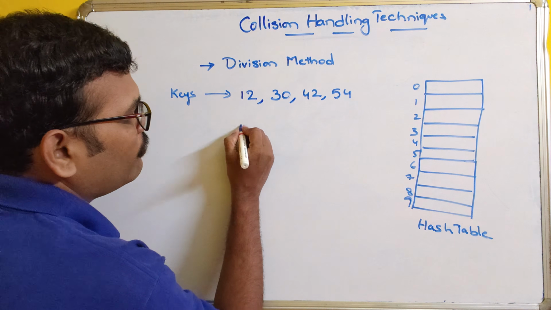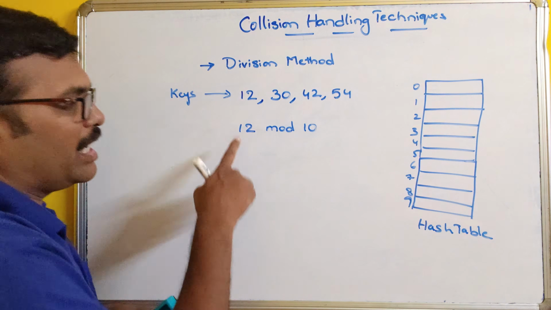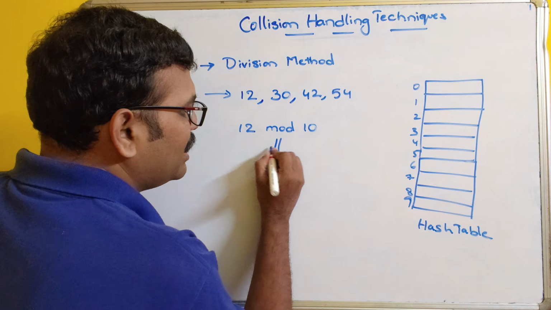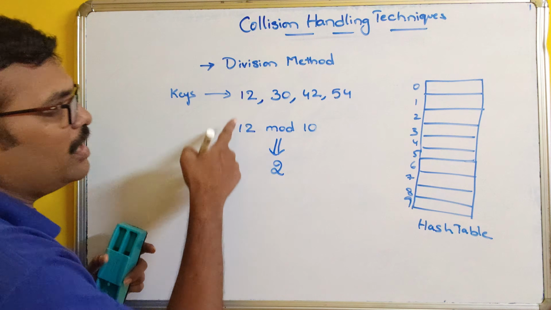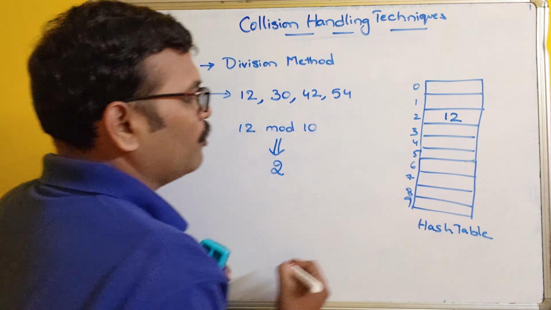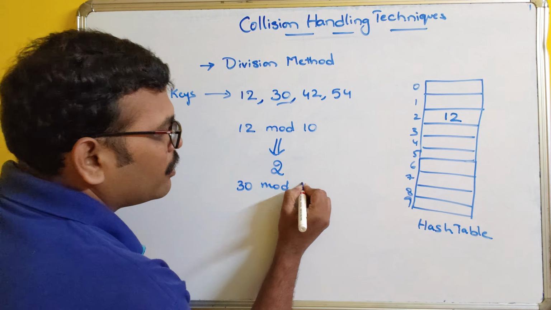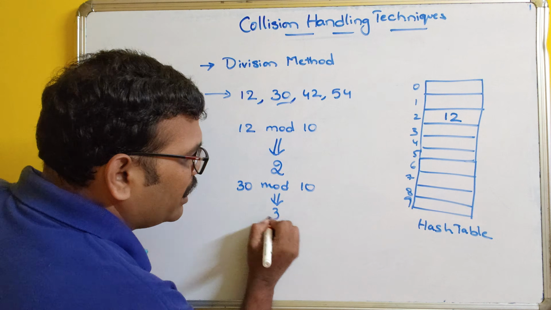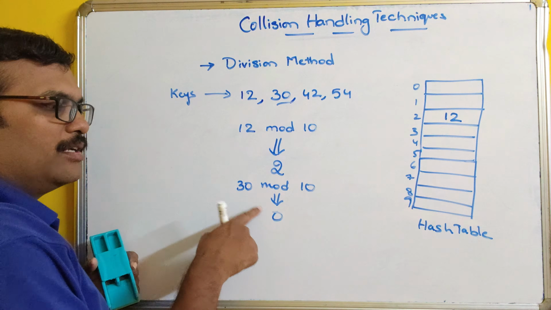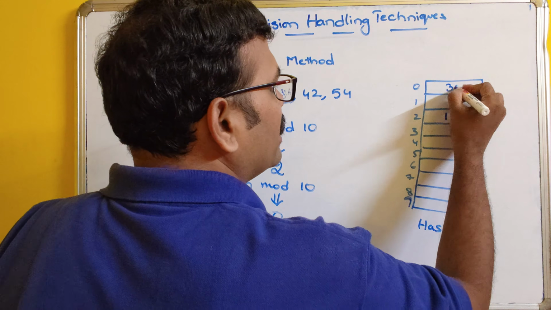By using the division method, what we are doing? 12 mod 10, the key mod size of the table. So the result is 2. So obviously the 12 can be stored in 2. So here we are storing this 12. Coming to the next, 30 mod 10, which is 0, right? The remainder will be the result. So in 0 we are just placing 30.